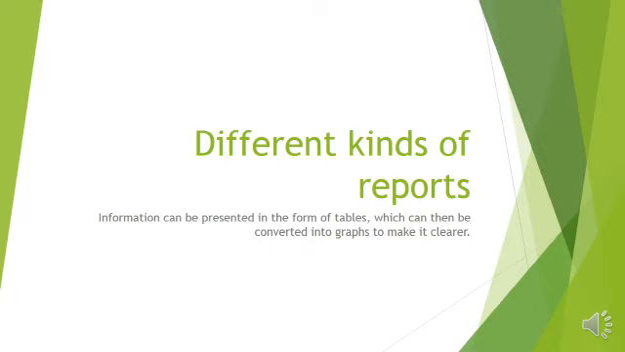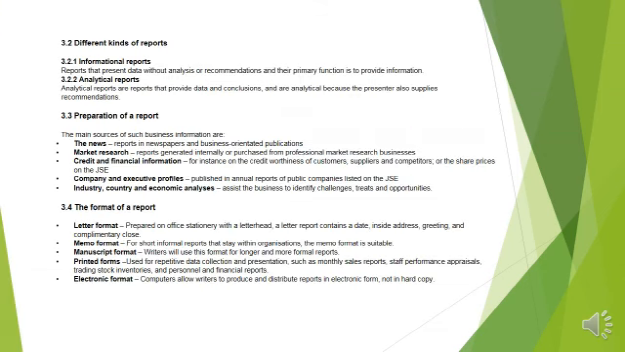We have different kinds of reports. Information can be presented in the form of tables, which can then be converted into graphs to make it clearer. On page 150 of our textbook, we have different types of graphs whereby information from page 149 is presented. Then it's possible that you can present business information on a table and then convert it into a graph to make it a little bit clear. Now we have to go on to the next slide.